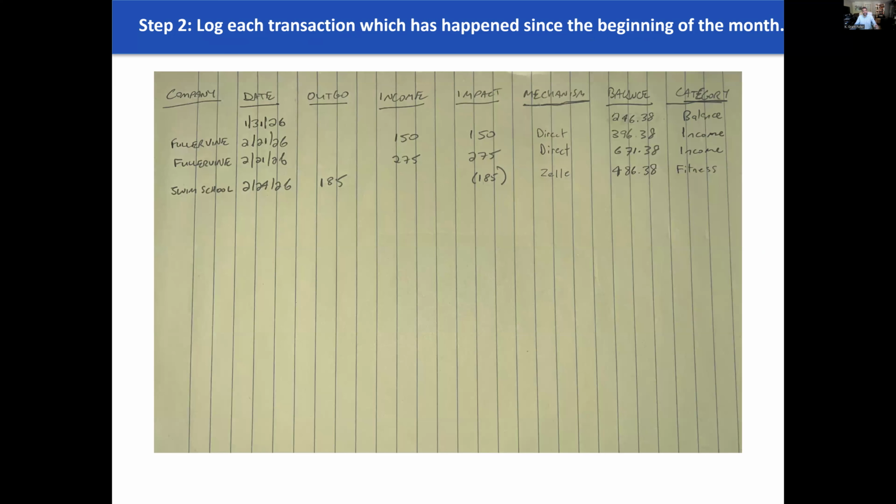So let's look at what that looks like if we add it to what we just showed you. Okay, so here's what we were. We had the January 31st, $246. And then I had some income. I got a little bit of income from my business. So my balance went up to $671. And then I had some outgo. I had swimming lessons. I paid my swim school instructor $185. I did that through Zelle. And that reduced my balance to $486. And notice how I'm categorizing everything I'm spending. Balance, income, fitness, those are just categories.